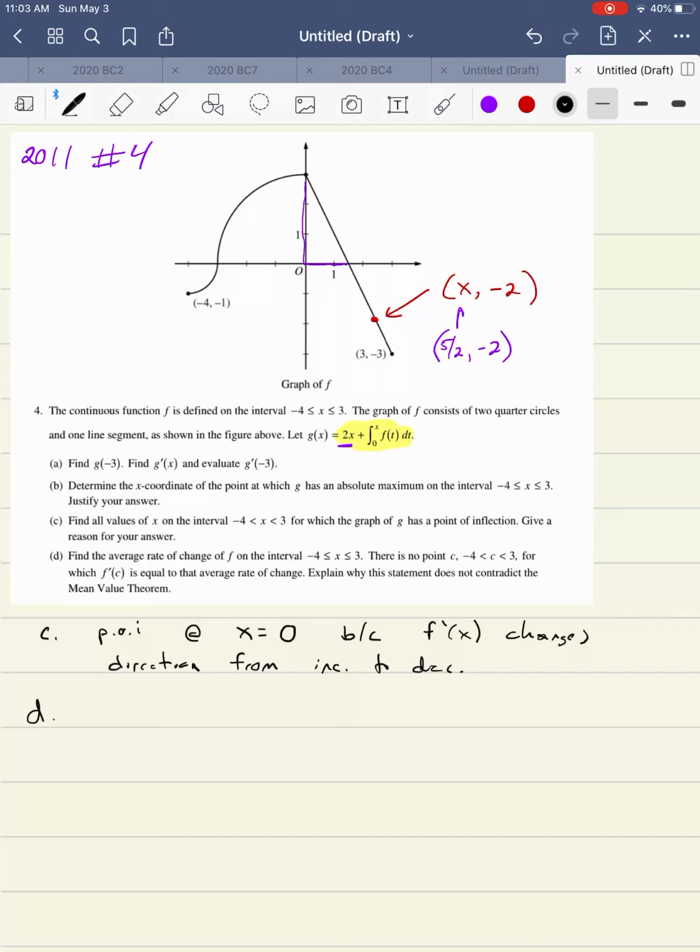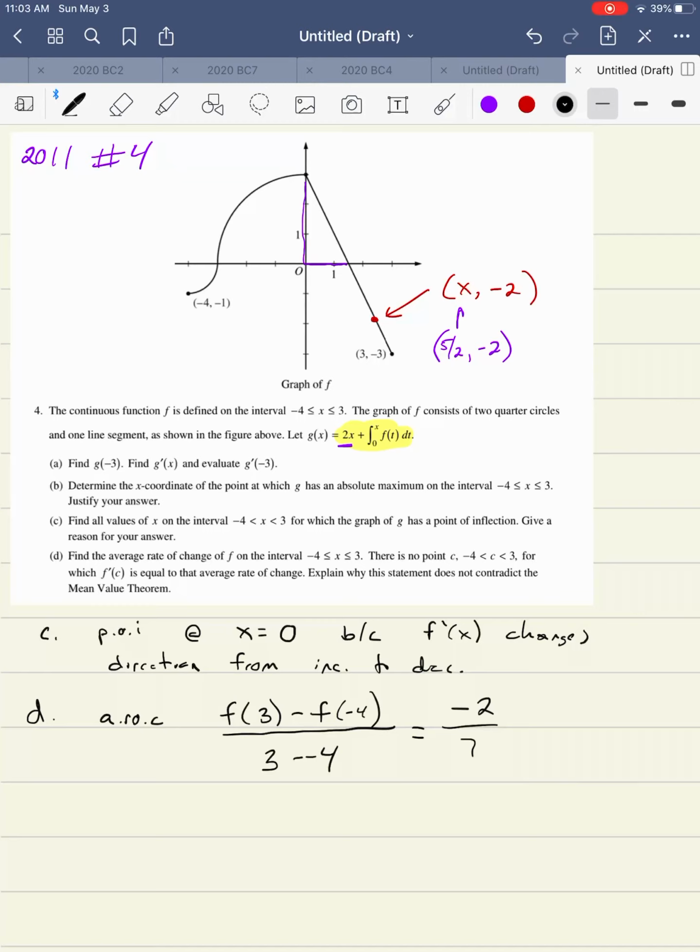All right, D, find the average rate of change on the interval. So remember, average rate of change from middle school is just slope. So I'm looking for the average rate of change of f. So y2 minus y1 over x2 minus x1. f of 3 is just the y value, so that's -3, minus -1 gives me -2 over 7. So that's my average rate of change. That would be worth 1 point.